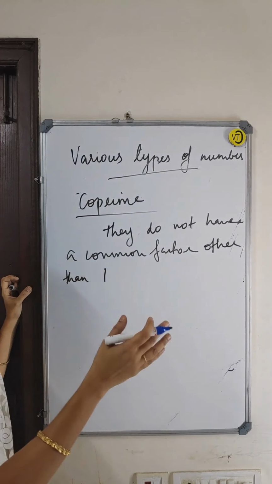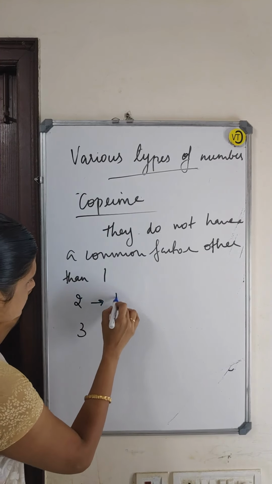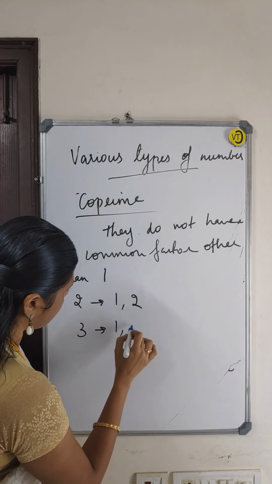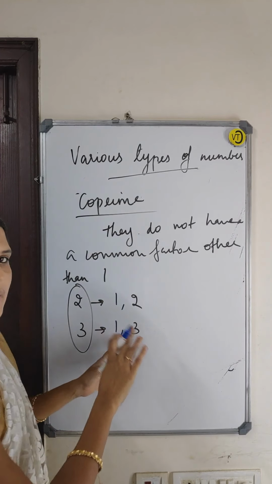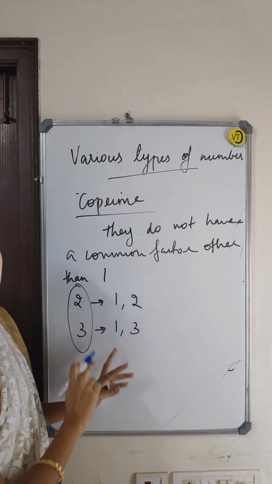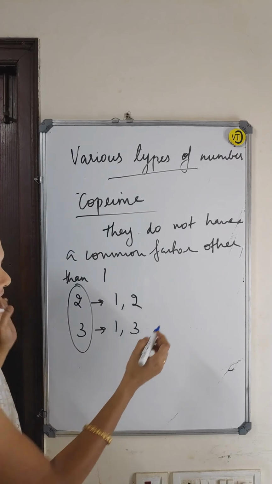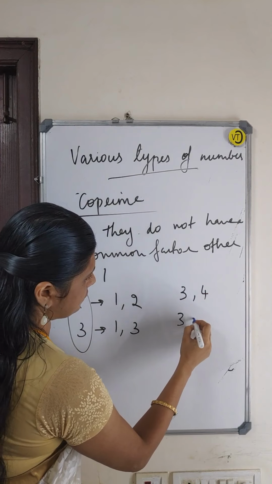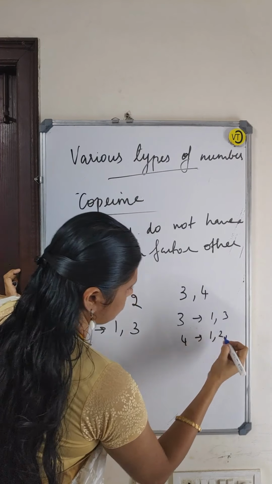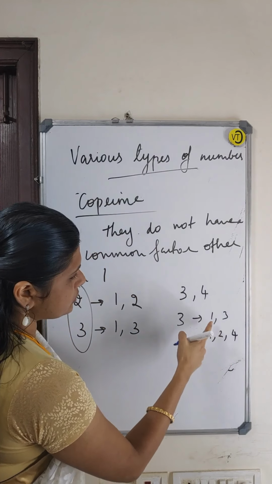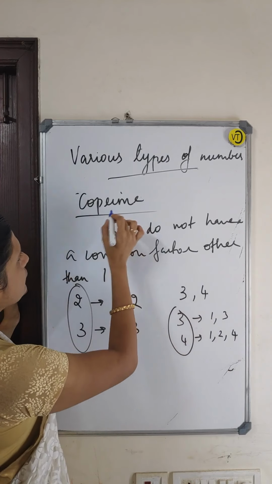All the numbers have 1 as a factor, right? 2 and 3, you check. It is 1 and 2, and 1 and 3. So 2 and 3 is a co-prime. 1 is compulsory, all the numbers have 1 as a factor. Another set of numbers: 3, 4. For 3 you write 1, 3. For 4, 1, 2, 4. They don't have a common factor, so 3, 4 is a co-prime.